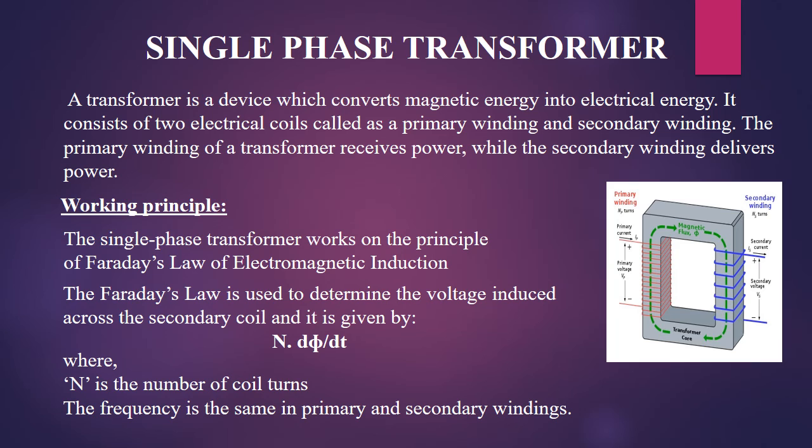law of electromagnetic induction. Faraday's law is used to determine the voltage induced across the secondary coil, and it is given by N dφ/dt, where N is the number of coil turns, and the frequency is the same in the primary and the secondary windings. The magnetic flux and the current are directly proportional to each other.